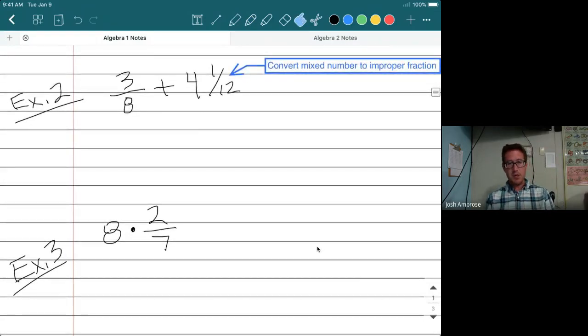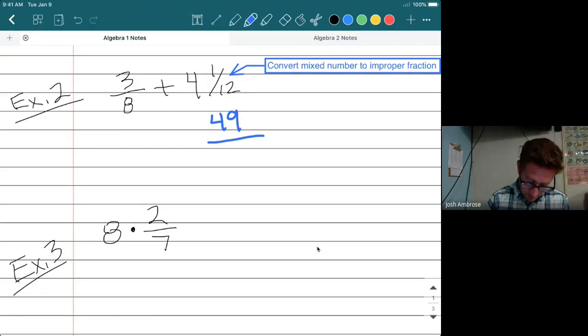In example 2, you'll notice I have a little note off to the side. We were given a mixed number, but I want you to convert that mixed number to an improper fraction. Step 1. Okay, so let's go ahead and do that. You're looking at 4 and 1/12. So how do we do that? You take 4, multiply it by 12, and then add 1. All still basic review stuff. 4 times 12, that's 48, plus 1. So we're looking at 49 over 12.